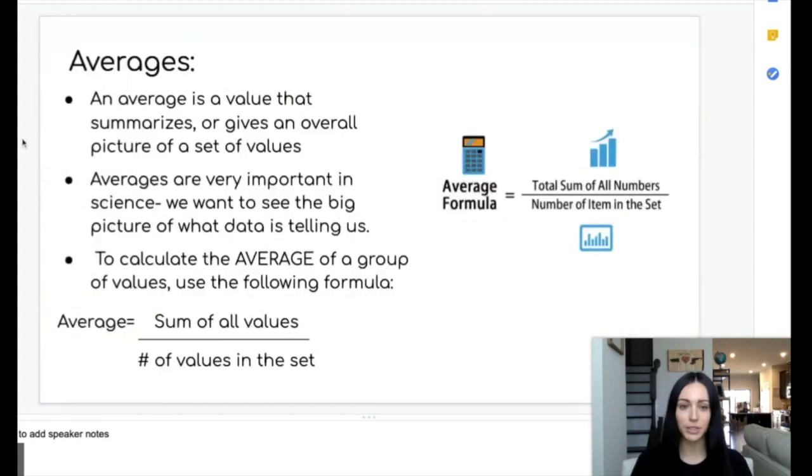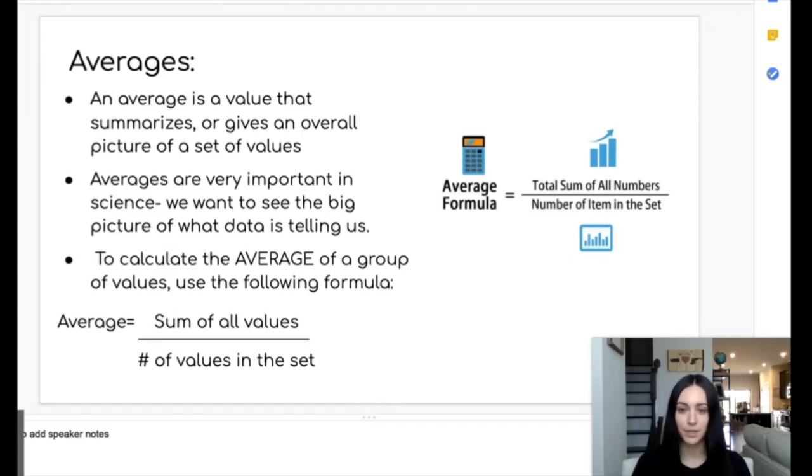So before we look at how to actually calculate an average, let's talk about what an average is and why it is so important in science. So an average is a value that simply takes a large amount of values or data points and summarizes them or gives us an overall big picture of what those values are telling us. Averages are so important in science because they do just that. As scientists, we often collect large amounts of data or need to analyze and interpret large amounts of data. Oftentimes, many of those numbers are not exactly the same. So in order to get a big picture idea of what the data is telling us, we want to use an average.